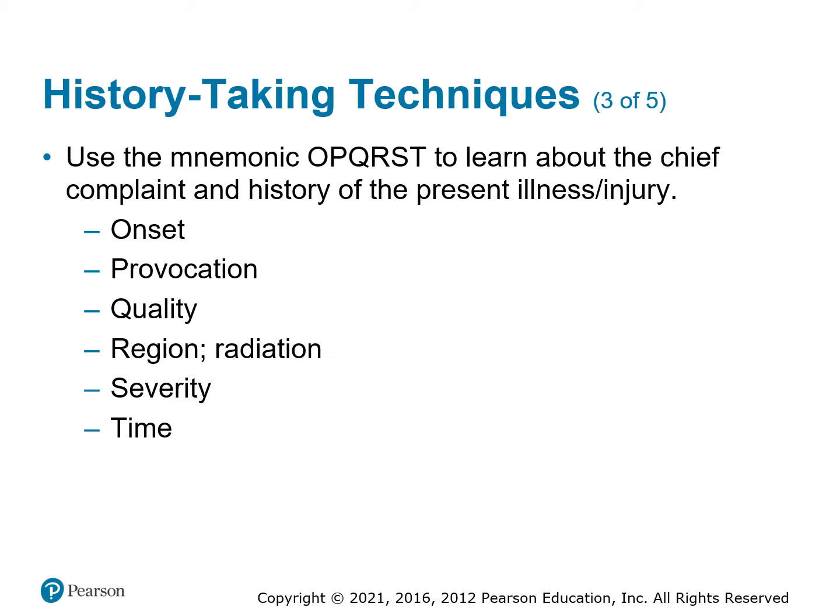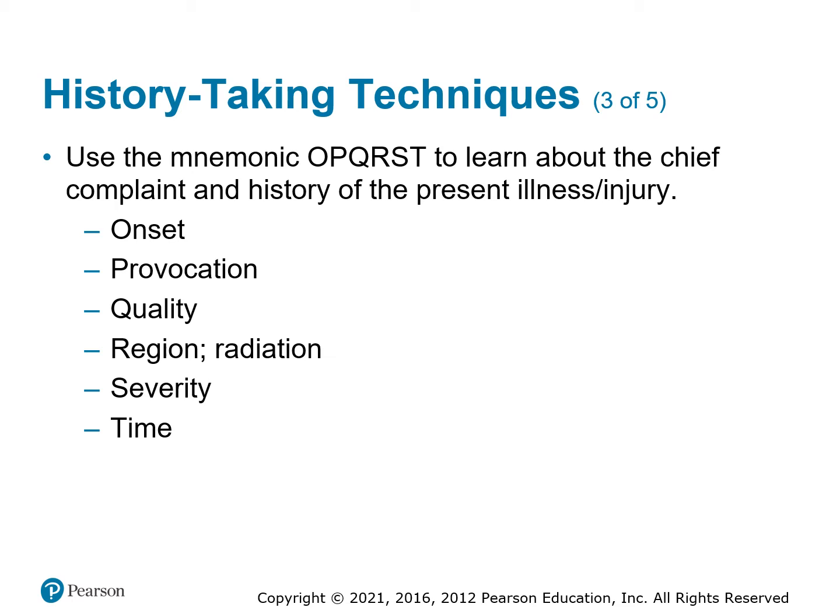We use a mnemonic, OPQRST, that helps us understand how to assess pain or any type of discomfort. So we're looking for onset, provocation, quality, region of radiation, severity, and time. This is something you need to memorize. Onset, we need to know what were they doing when this started. Provocation, does anything make it worse or better? Does it change? Quality, how do they describe it? What kind of pain is it? What kind of discomfort is it? Region or radiation, where is it, and does it go anywhere else?